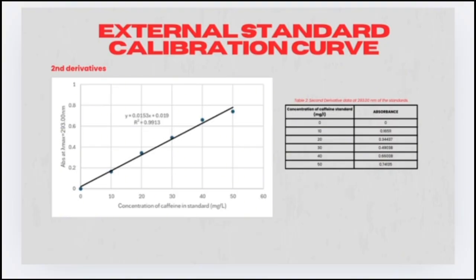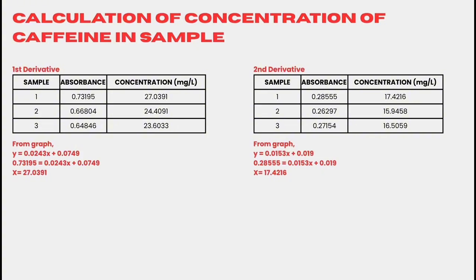In the calibration graph, concentration is plotted against the second derivative absorbance at 293 nanometer. The high R2 value indicates excellent linearity and confirms a strong correlation between the second derivative spectral response and caffeine concentration. This means the method is reliable for quantitative analysis. The calibration curves plotted can be used to determine the concentration of caffeine in the sample by substituting the absorbance value into the calibration equation obtained from the graph.